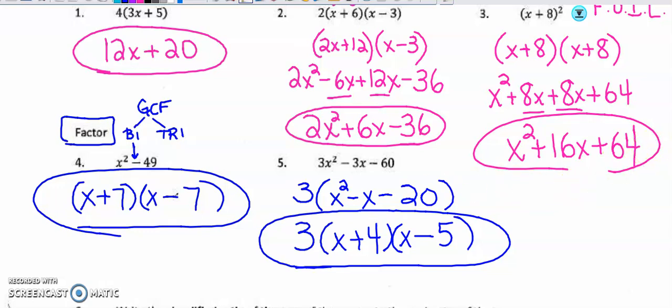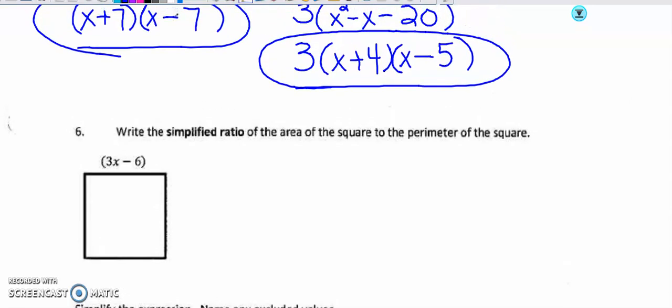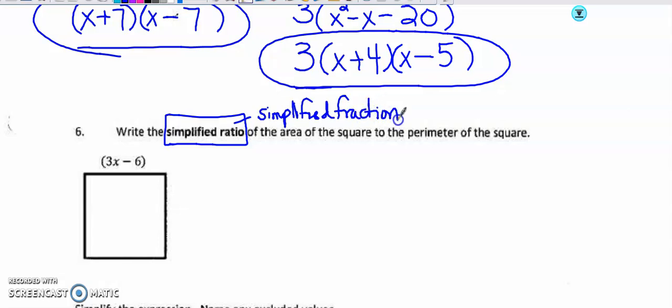So we come down to this new one here, number 6. And number 6 is the one I want you to mainly focus on today because you didn't do anything like this on your homework last night. A simplified ratio is a simplified fraction. And it says area of the square to perimeter of the square.